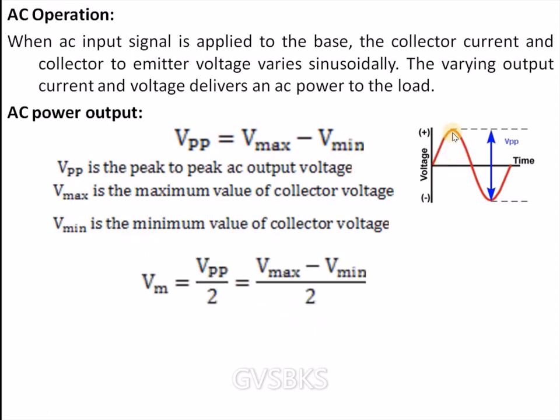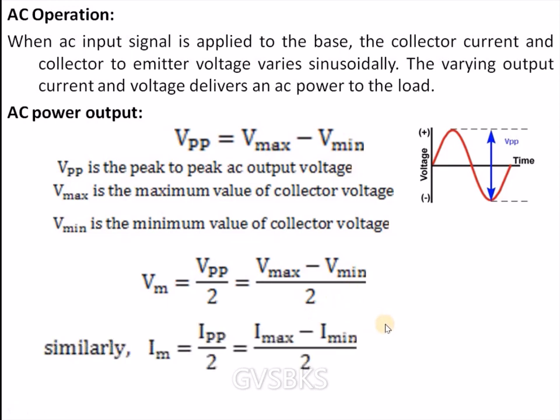Vm is the maximum voltage, which is one peak value of this voltage, V peak to peak divided by 2. So when we halve the value of peak to peak, we get the maximum value, one peak value, which is VPP by 2. Therefore, we know VPP is Vmax minus Vmin, so Vm is equal to (Vmax minus Vmin) by 2. Similarly, we can write the maximum output current Im is equal to IPP by 2, I peak to peak by 2, which is equal to (Imax minus Imin) by 2.